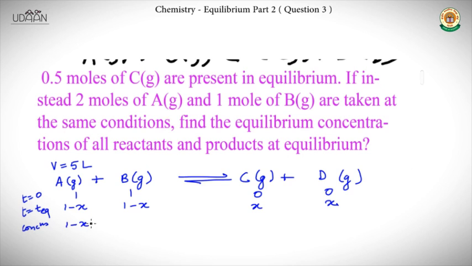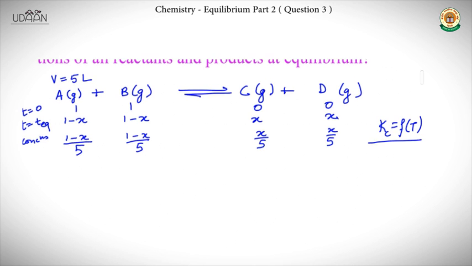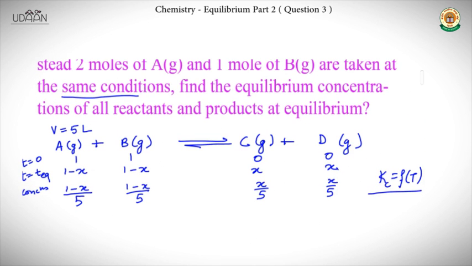The volume given is 5 liters. Concentration of A will be 1 minus X upon 5. Similarly for B, and everything will be over 5. Now, the major concept that I'm going to use in this question is that Kc is only a function of temperature and nothing else. So even if I change the initial concentration of the reactants, the Kc will not change, since the temperature is not changing at the same conditions.